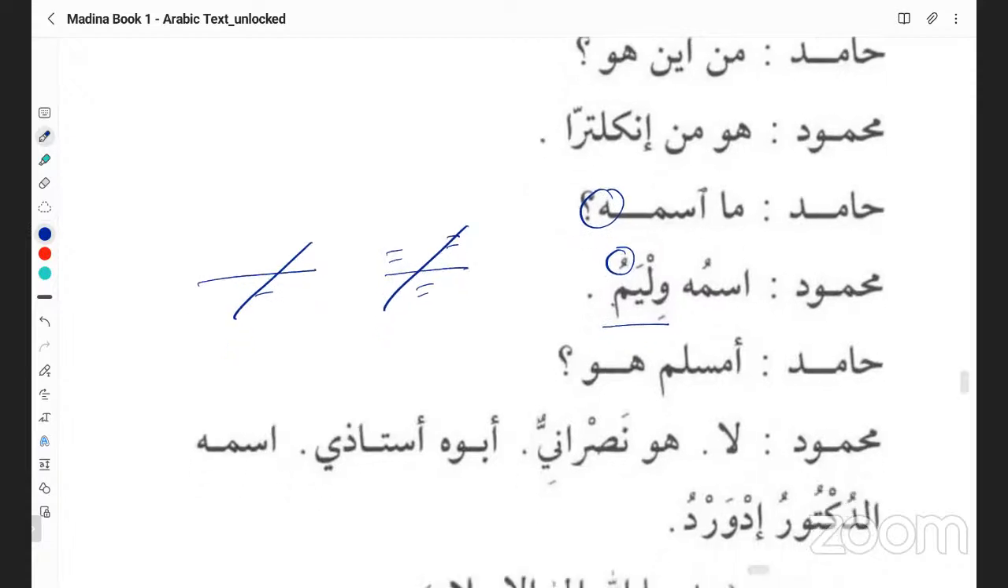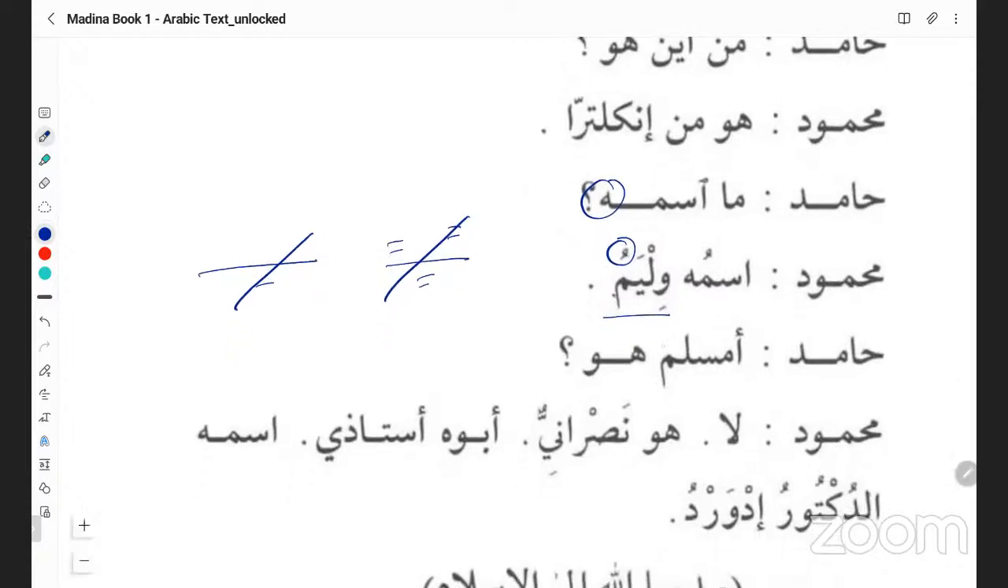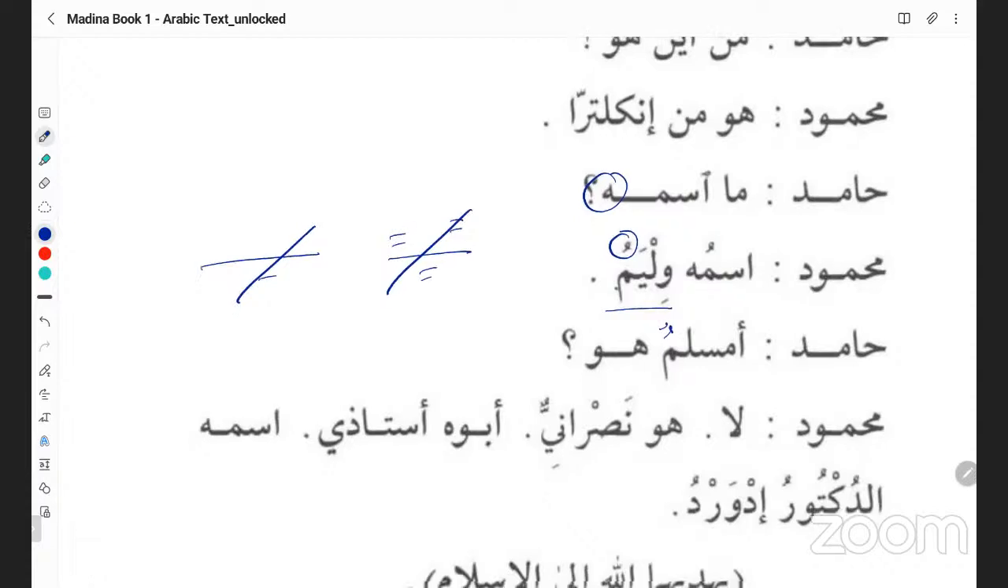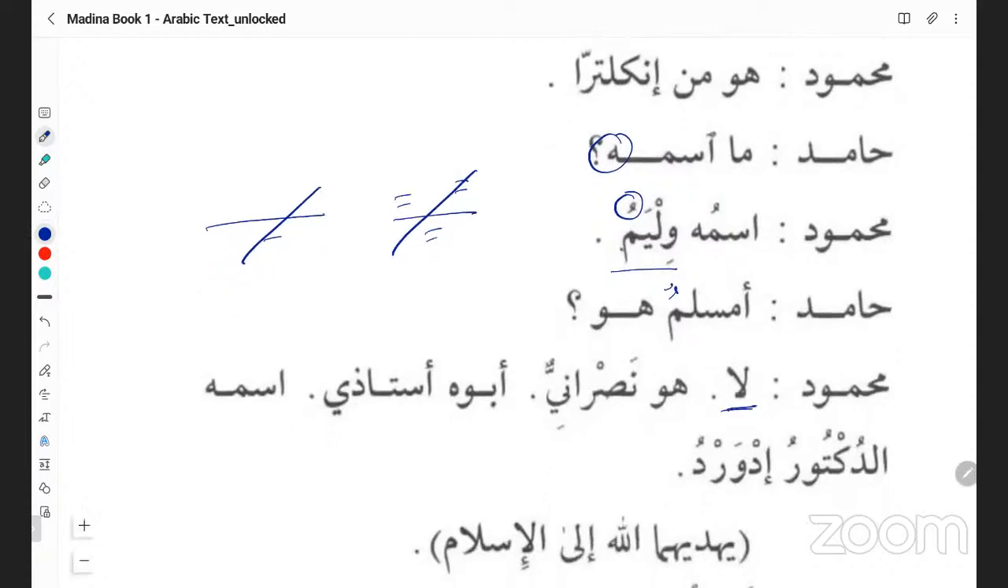Okay. Hamidun, Muslimun huwa, is he Muslim? Mahmudun, la, no, huwa Nasraniyun, he is Christian. Abu Ustadi, his father is my lecturer. Ismuhu, his name, Ad-Dukturu Edwards.